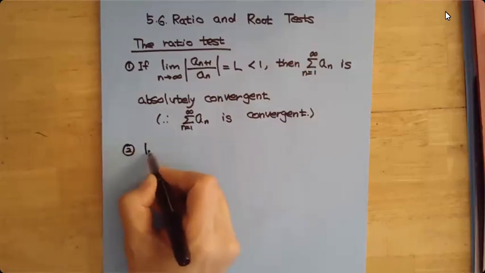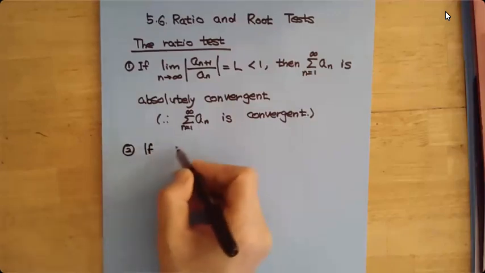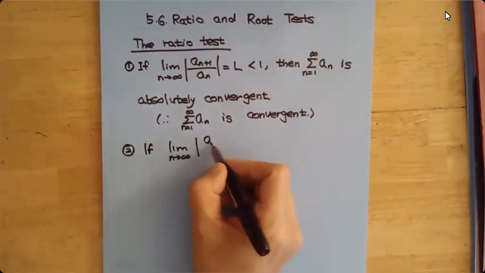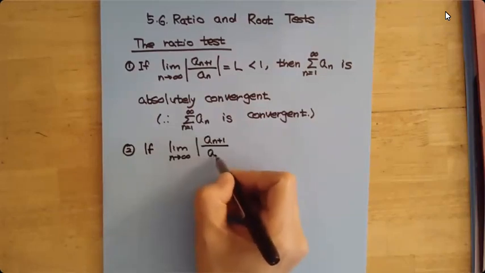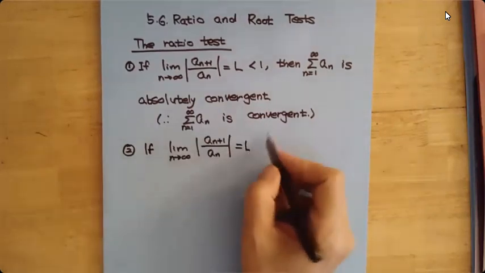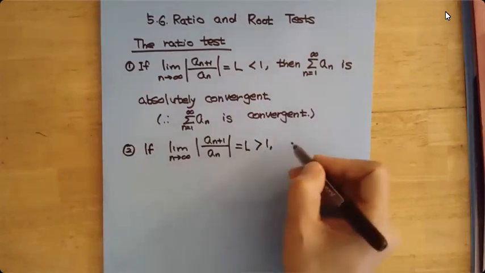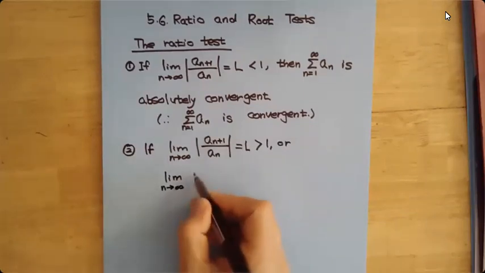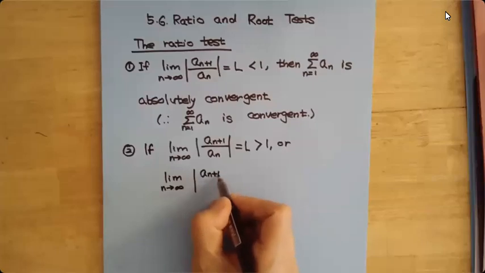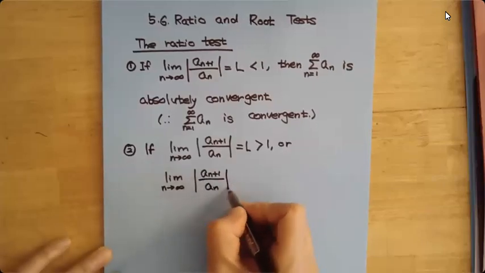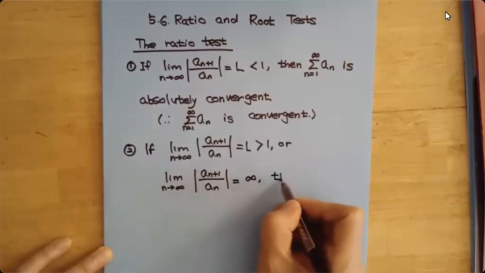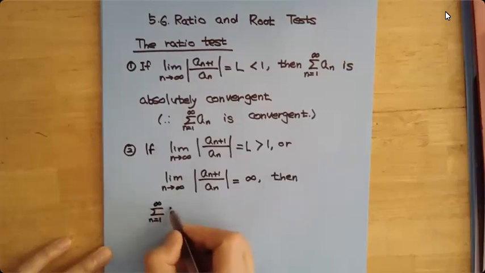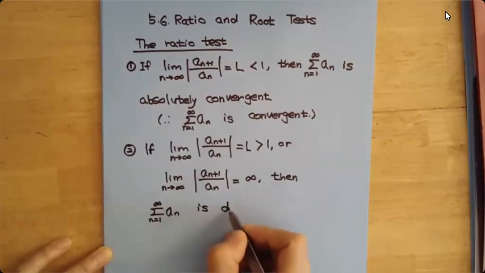The second statement is if the limit as n goes to infinity of the absolute value of a_{n+1} over a_n is L, and that is greater than 1, or the limit is infinity, then the summation from n equals 1 to infinity of a_n is divergent.